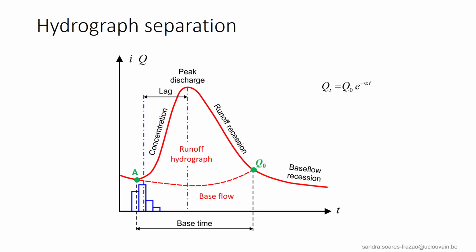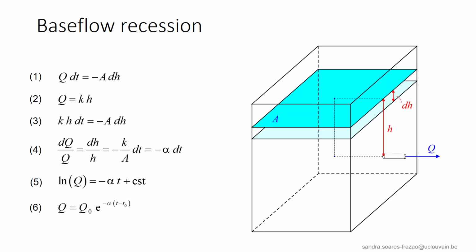Finally, a more accurate method consists in considering that the baseflow recession curve has a decreasing exponential shape, starting from a point Q0 that has to be determined on the basis of the following analysis. Indeed, the groundwater table behaves as a reservoir that is progressively emptying. Equation 1 expresses the volume of water released during time step dt. Equation 2 is the basic equation of groundwater flow, where the discharge is proportional to the head h. Introducing equation 2 in equation 1 yields the differential form 3 that can be easily integrated to finally obtain this negative exponential curve.